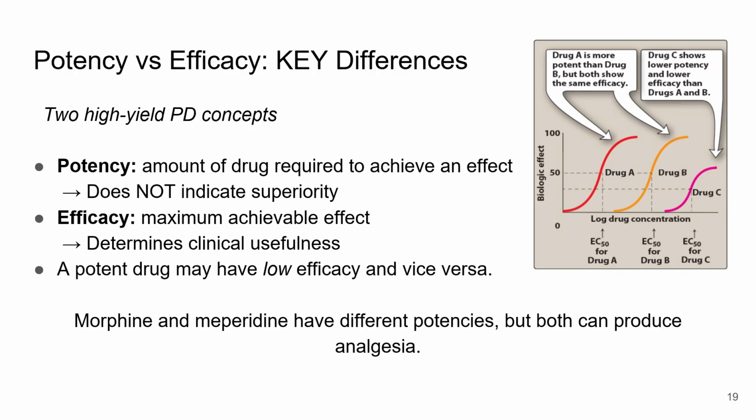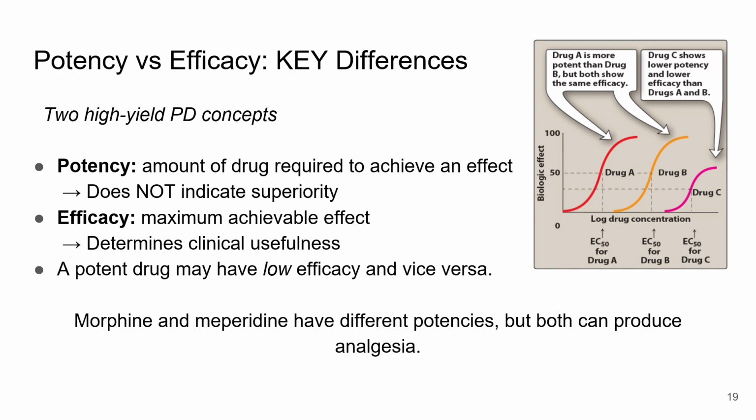Okay, so on this slide, we're going to revisit two high yield concepts that are sometimes mixed up, and that's potency and efficacy. Potency refers to the amount of drug required to achieve a given effect. A more potent drug reaches the desired effect at a lower dose. But importantly, potency does not indicate superiority. It does not tell you how strong the final effect will be.